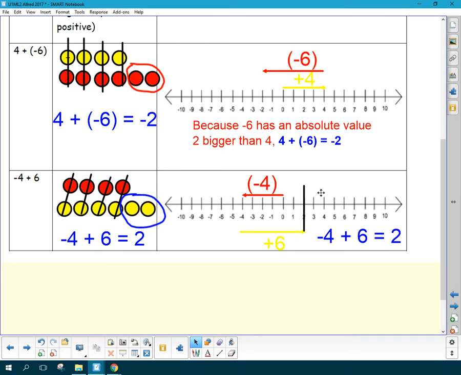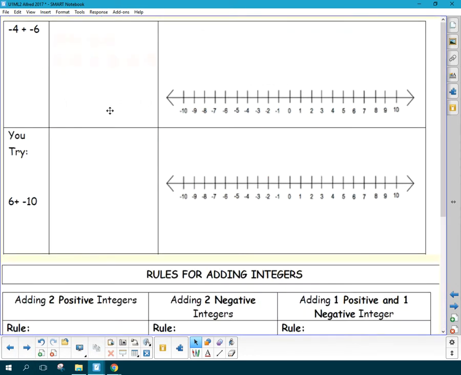So I hope you're noticing something about the absolute values of these numbers and their signs. If you take a negative number and add a positive number to it, or take a positive number and add a negative number to it, there's something very specific that happens. We're going to do a couple more examples, and then we're going to come up with a rule for you today.